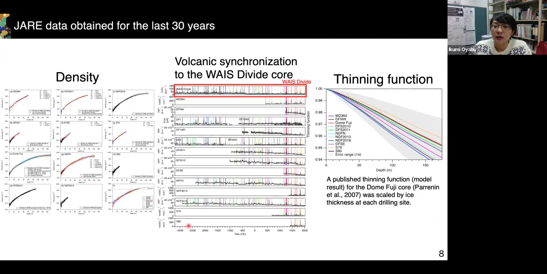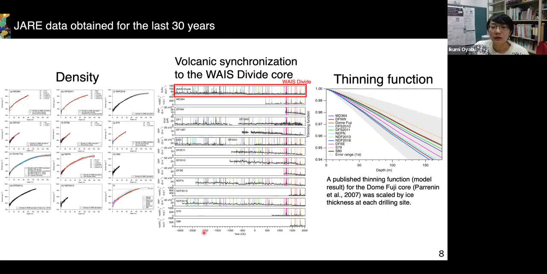Here is the data set used in this study. I won't explain this data in detail, but thanks to so much numerous data, we could reconstruct precise accumulation histories. I really appreciate all contributors.